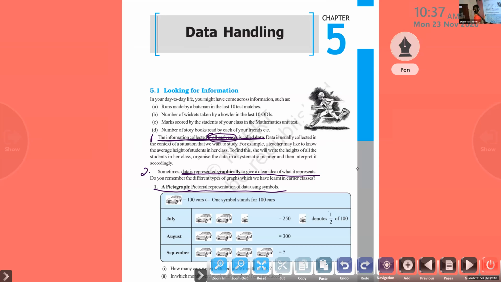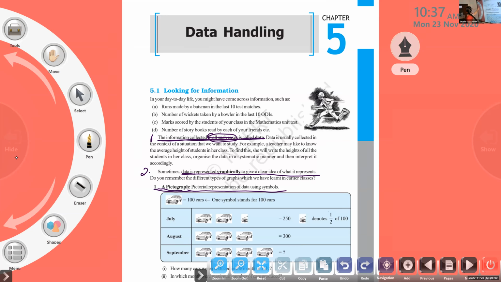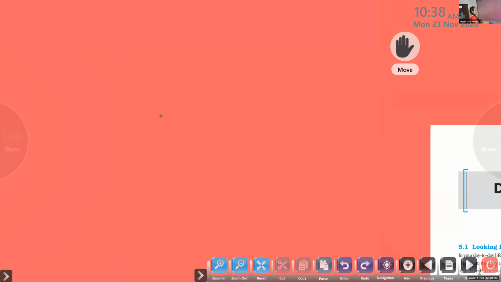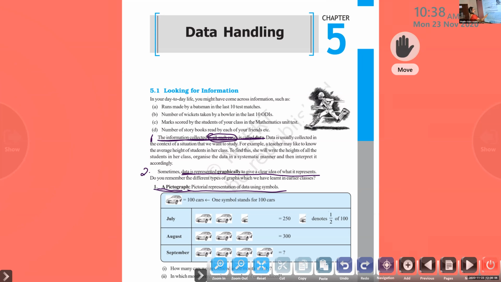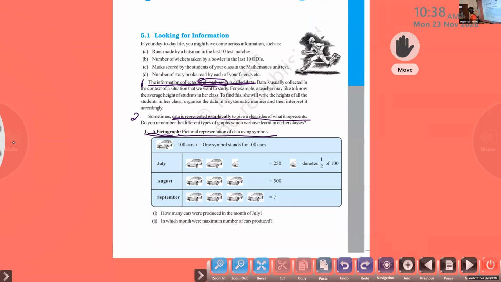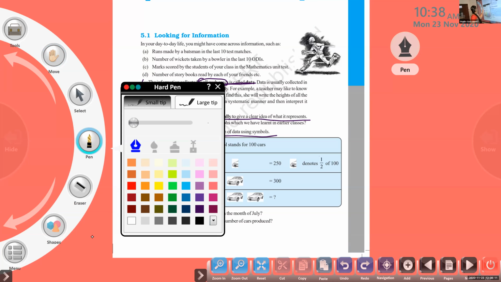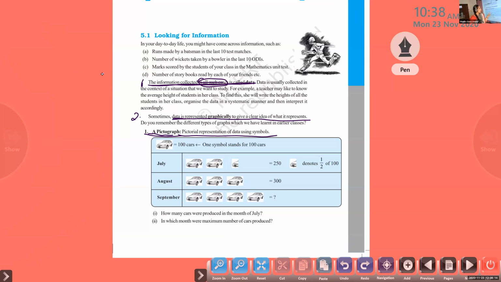So the first one is a pictograph. Pictograph is a pictorial representation of data using symbols. See here, in this given data, a company produces some cars. This graph shows how many cars have been sold in each month: July, August, September. And here, one car represents 100 cars.